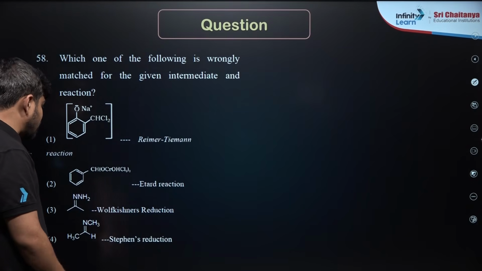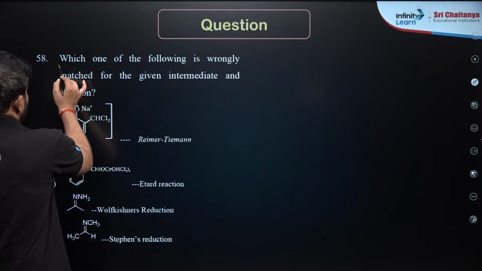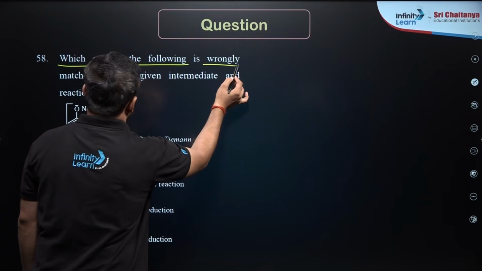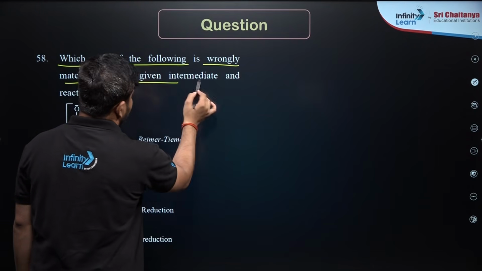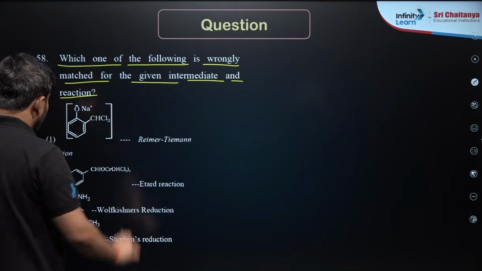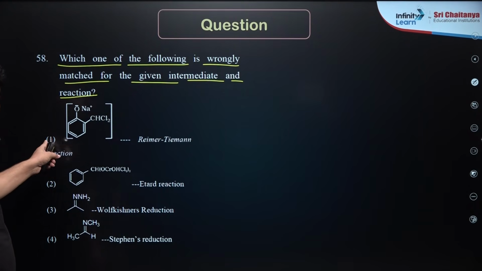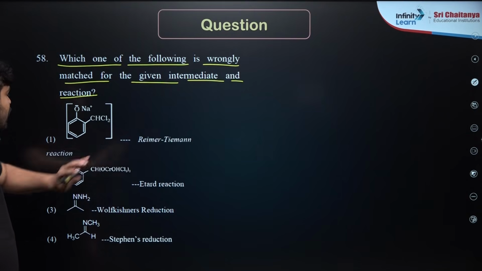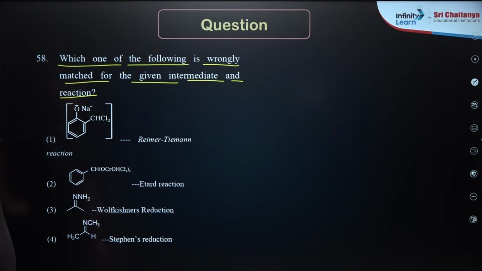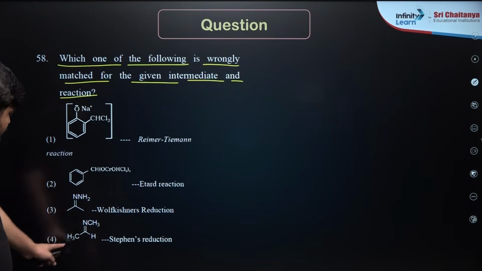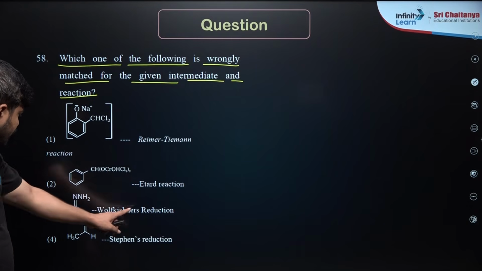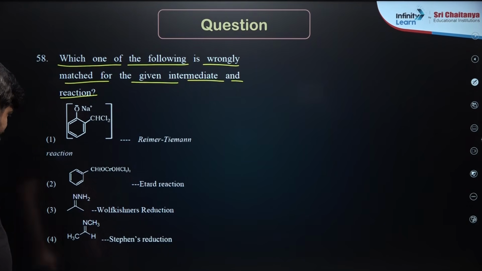Now I am coming to the next question. See this one here, what is given in this question. Which one of the following is wrongly matched for the given intermediate and reaction? We just have to tell which one is wrongly matched. One is given for the Reimer-Tiemann reaction, the second one for the Etard reaction, the third one for the Wolff-Kishner reduction, and this is valid for the Stephen reduction.